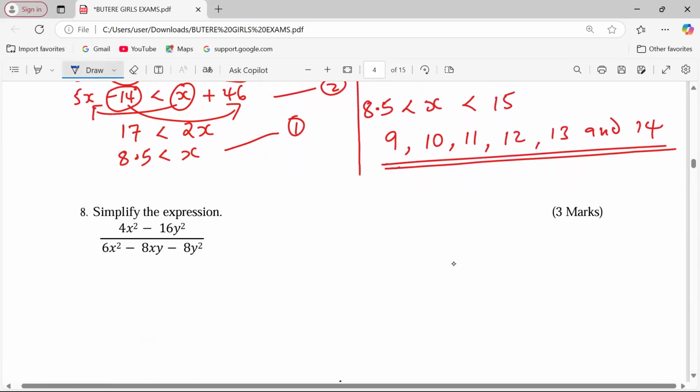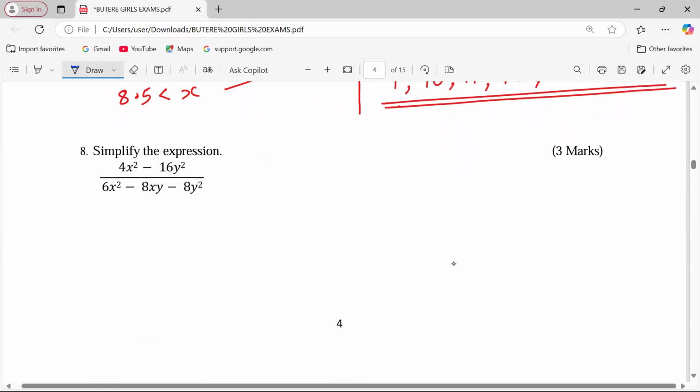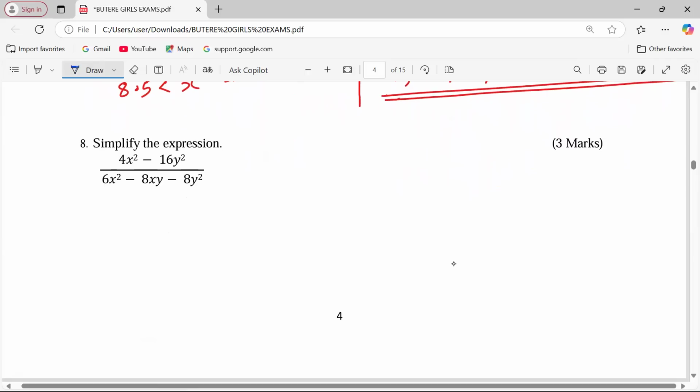In a question like number 8, I usually encourage learners to solve the numerator first, then the denominator, then a combination. Look at it this way. 4x squared minus 16y squared is what we call a difference of two squares. And we said this during quadratic expressions and equations. Whenever we have two squares subtracted, a squared minus b squared, we take a minus b, a plus b. Now, the difference of two squares will have been factorized.